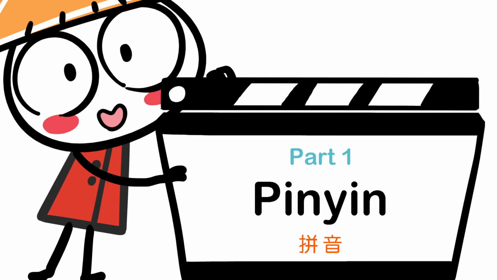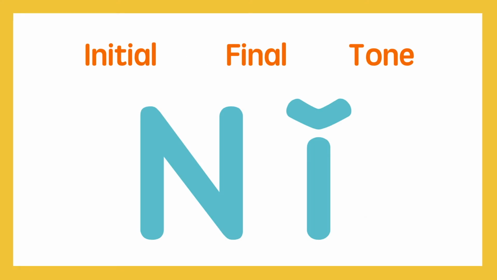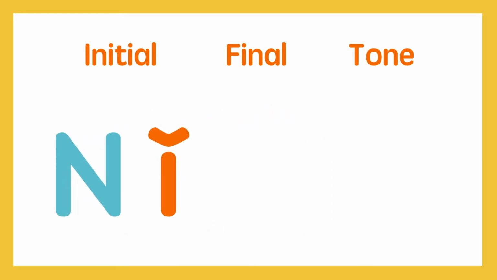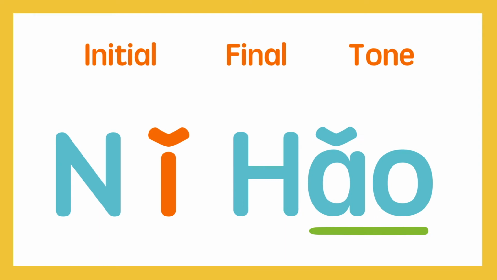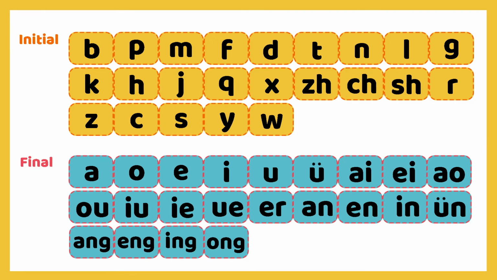Part 1. Pinyin. There are 3 parts in a pinyin syllable, which are the initial, final, and tone. The tone mark can only be added above the final letter. If there are 2 final letters after an initial letter, then we can add the tone mark above the first final letter. The writing of pinyin is similar to the English alphabet.